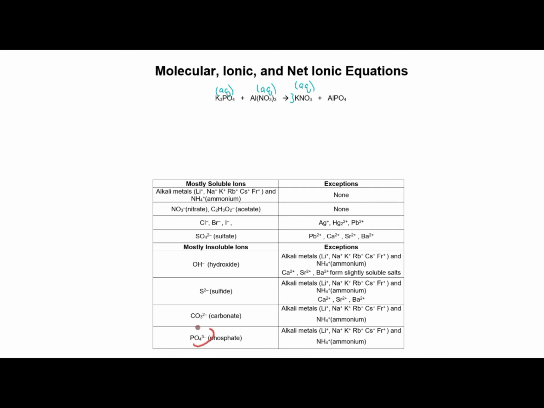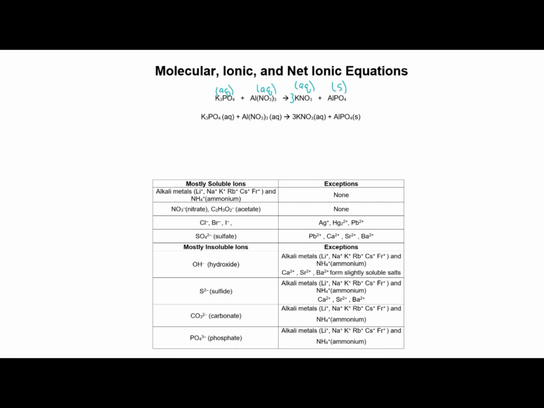Lastly, aluminum phosphate. I do have a rule for phosphates down here. This is a mostly insoluble salt. Is aluminum an exception? No, aluminum is not an exception. So aluminum phosphate is insoluble. I'm going to put an S because this is going to precipitate out as a solid. Okay, let's rewrite our equation a little neater.